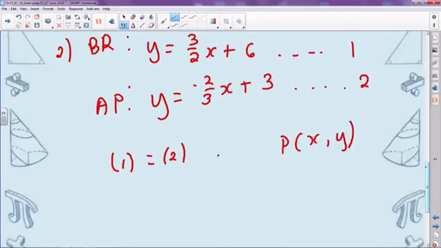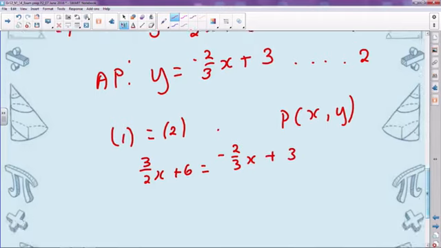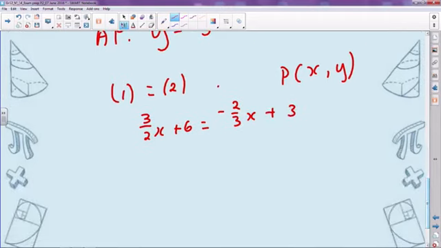All right, so I'm going to say 3 over 2x plus 6 is equal to minus 2 over 3x plus 3. This is a straightforward linear equation, so we take our x's over to the one side, we get 3 over 2x plus 2 over 3x is equal to, take your constants to one side, so I subtract 6 from both sides, I get 3 minus 6, which is equal to minus 3.